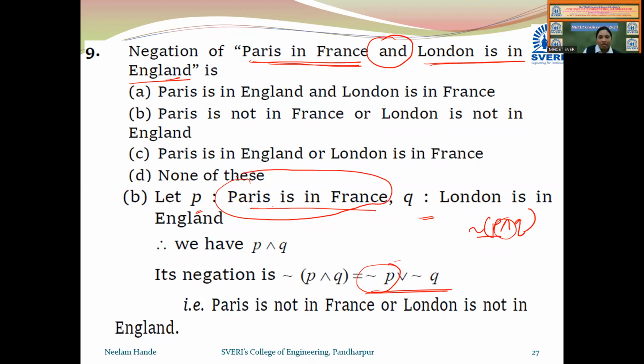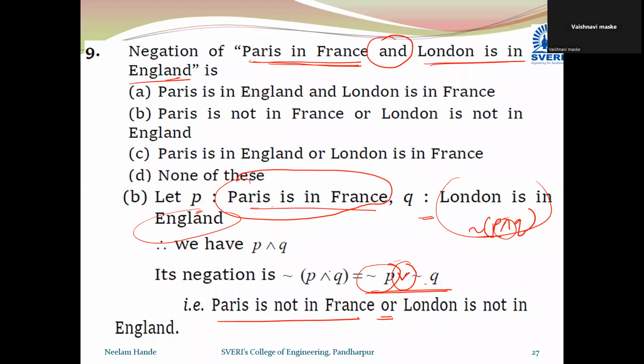So you have to write first the negation, Paris is not in France. Paris is not in France or London is not in England. Very good. There we write or. And again, the negation of the second statement, London is in England. What is the negation? London is not in England. So this is your correct option, option number B. Paris is not in France or London is not in England. Correct.